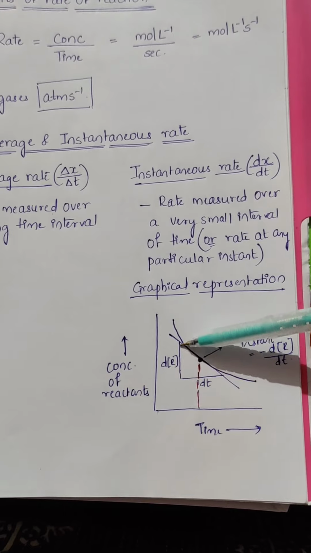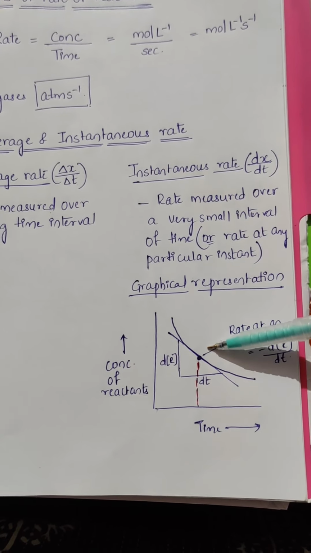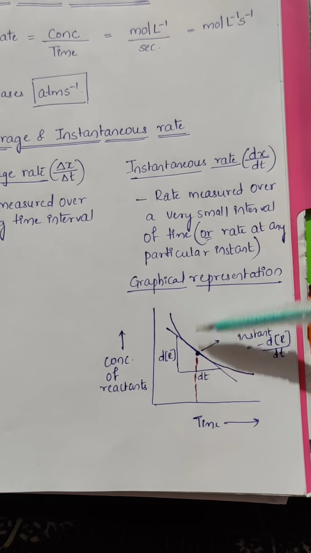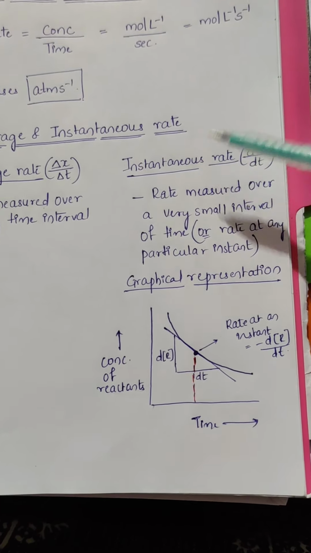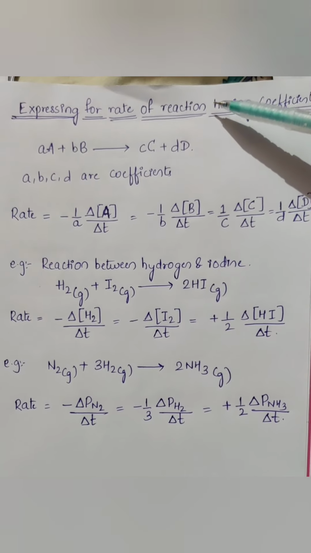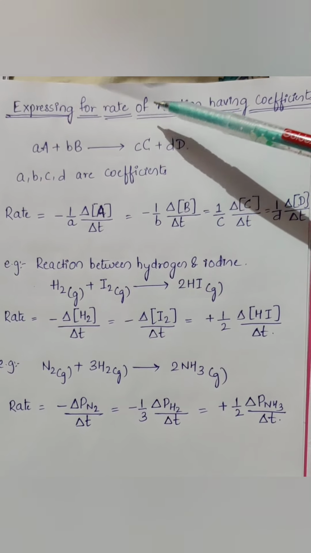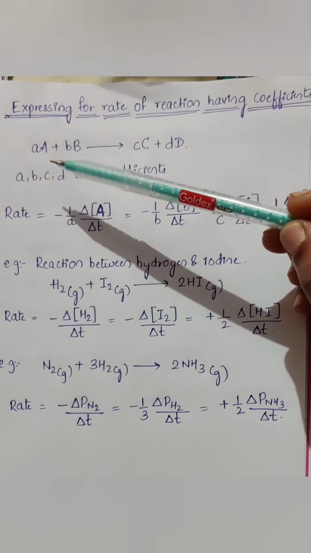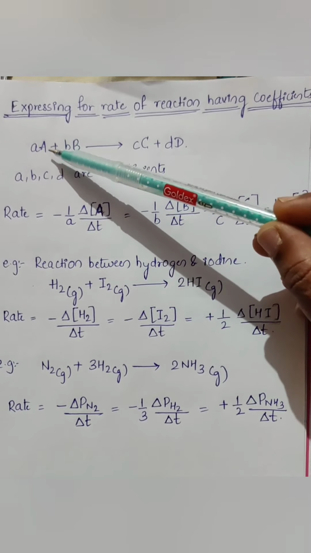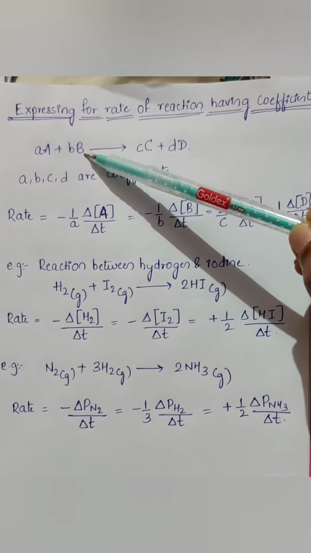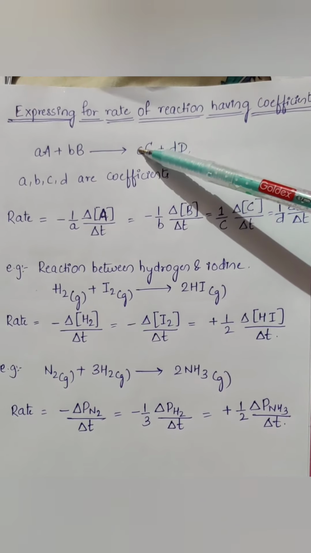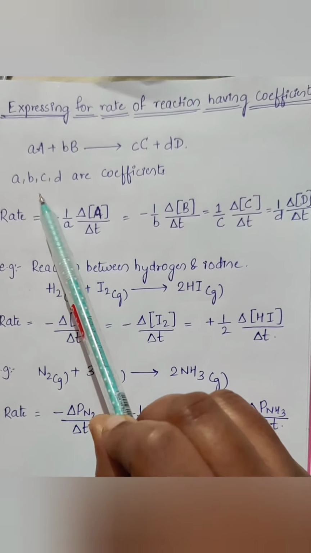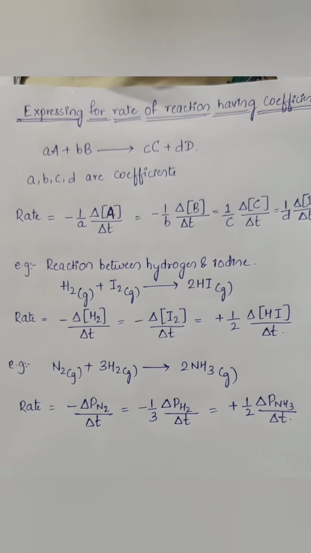So the slope of the tangent that is drawn at a point at a particular instant refers to your instantaneous rate. Moving on to the next part, that is expressing the rate of a reaction having coefficients. Consider a reaction where a moles of A react with b moles of B to give c moles of C and d moles of D. Here the coefficients are small a, b, c, d.